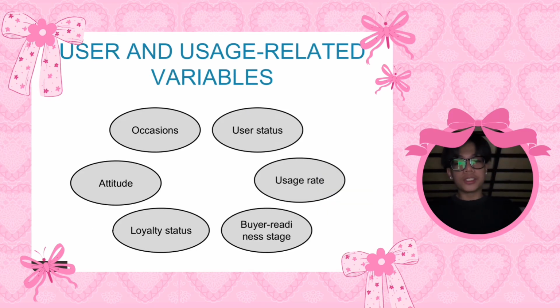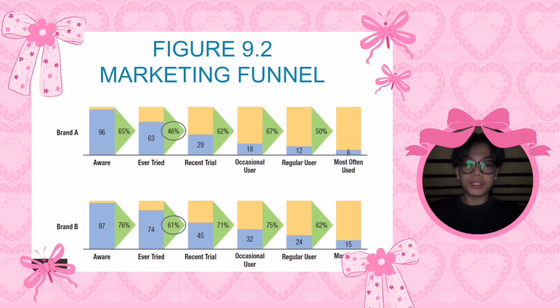So let's talk about user and usage related variables. So we have here occasions, user status, usage rate, buyer readiness stage, loyalty status, and lastly, attitude. So as you can see in this figure, the marketing funnel: aware, ever tried, recent trial, occasional user, regular user, and most often used. As you can see, brand B has a higher percentage than brand A.